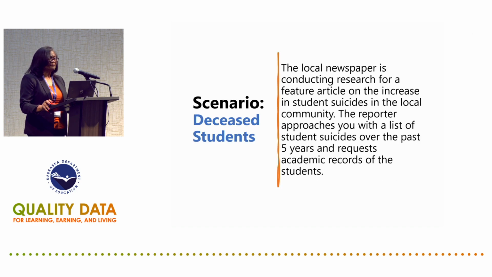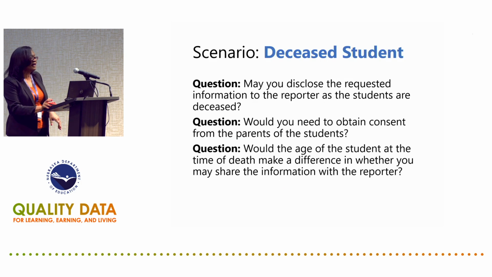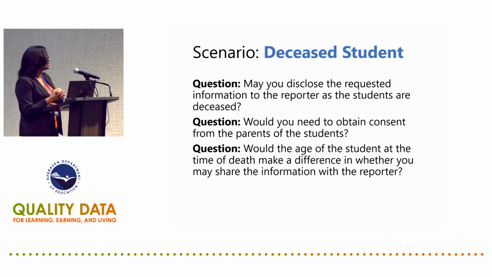Another scenario. The local newspaper is conducting research for a feature article on the increase in student suicides in the local community. The reporter approaches you with a list of student suicides over the past 5 years and requests academic records of the students. Now, can you share that information? May you disclose that information? Would you need to obtain consent from somebody? How would you work through this? Let's see, the students are deceased. What happens? Well, there is a process.